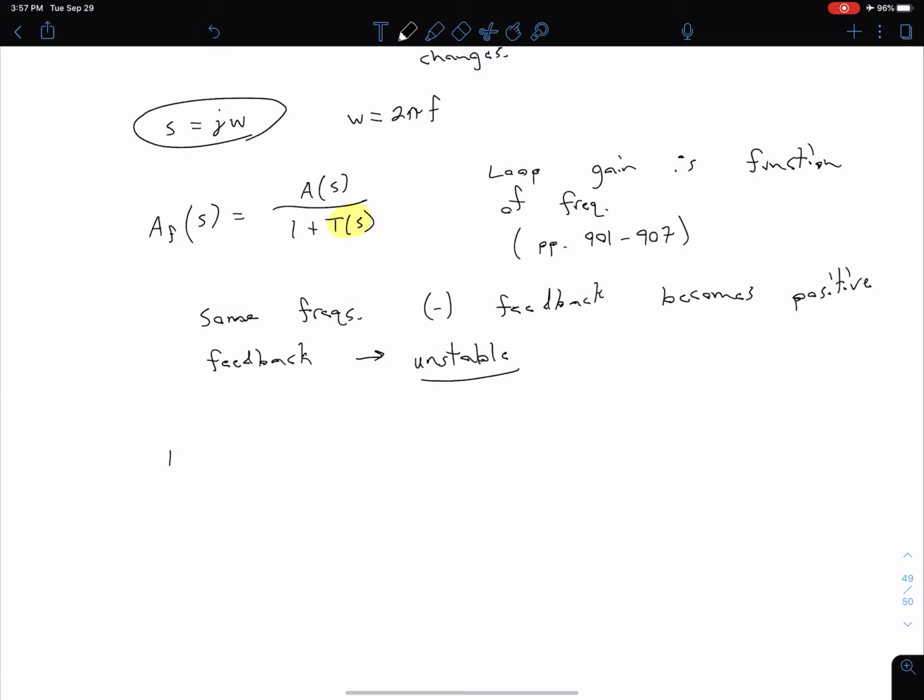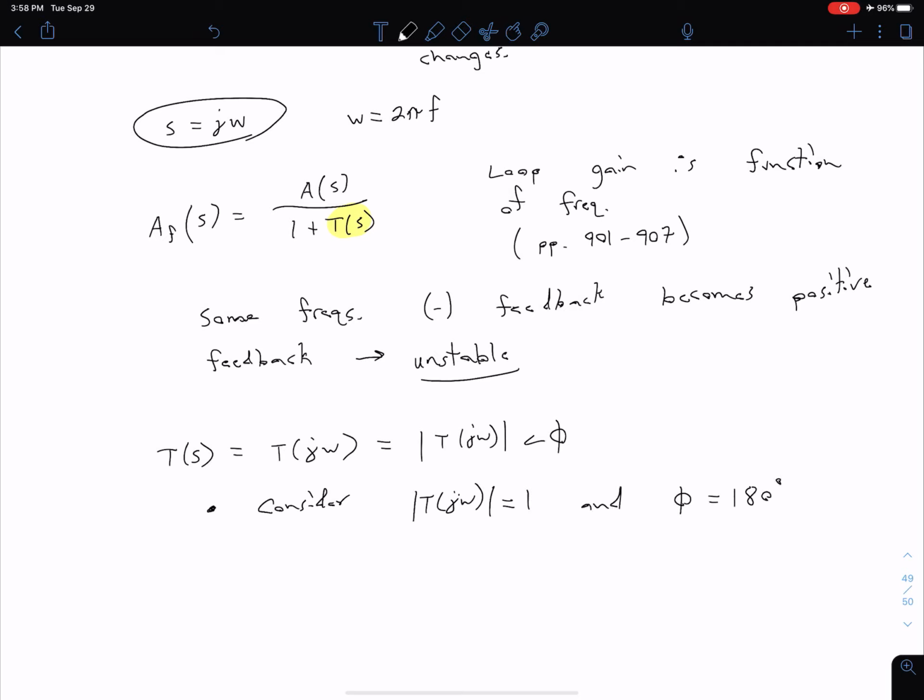So let's focus on this T of S. We can write that as T of j omega if we want to explicitly see that frequency. And of course, when we have this j, we know this is going to be a complex value. So this is going to have some magnitude component, the magnitude of T of j omega, as well as some phase component. So let's start by considering, what if we have a magnitude of 1? So our magnitude of our loop gain is equal to 1, and our phase is equal to 180 degrees.